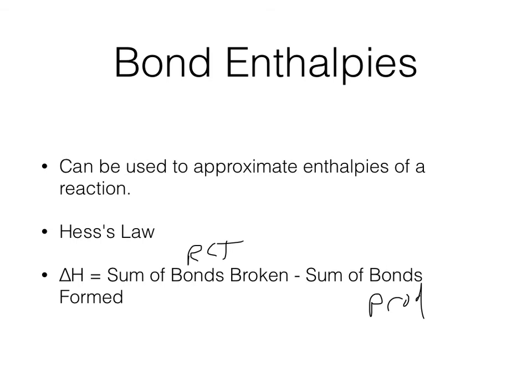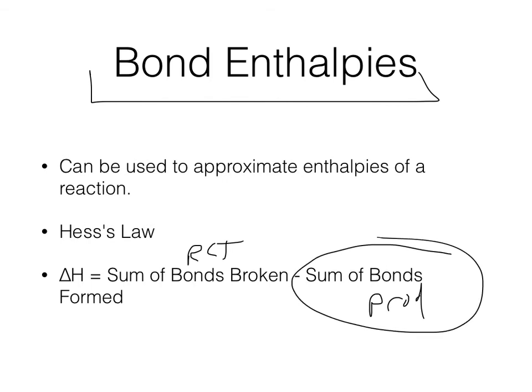Every bond enthalpy you're going to see is a positive value because it talks about breaking the bond. We know that when you break a bond, it takes energy. When you make a bond, you get energy back. So that's why the bonds formed must be at the back. It's another way of just changing the sign on it. That's all it is. Does that make sense?